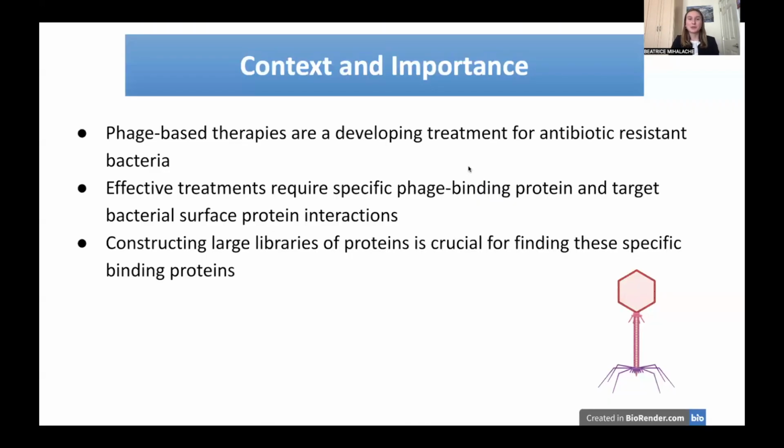So for context and importance, phage-based therapies are a developing treatment for antibiotic-resistant bacterial infections. And effective treatments require specific phage-binding protein and target bacterial surface protein interactions. And one of the ways to find the phages with the specific binding capabilities is to construct large libraries of bacteriophages and then isolate the specific binding ones.